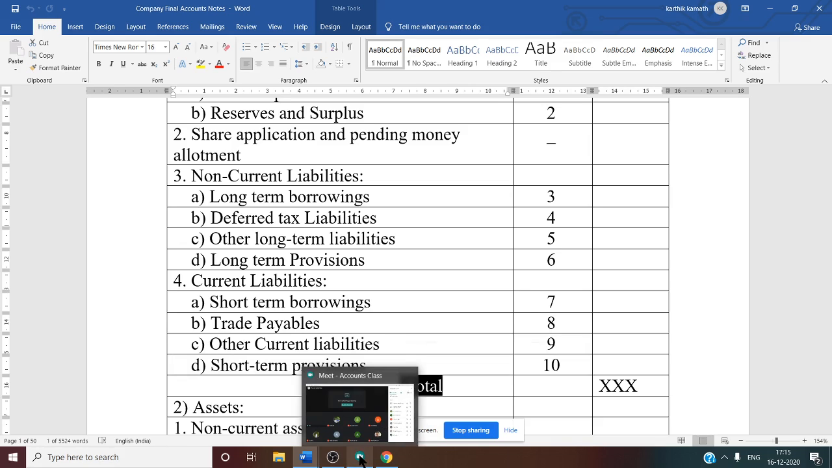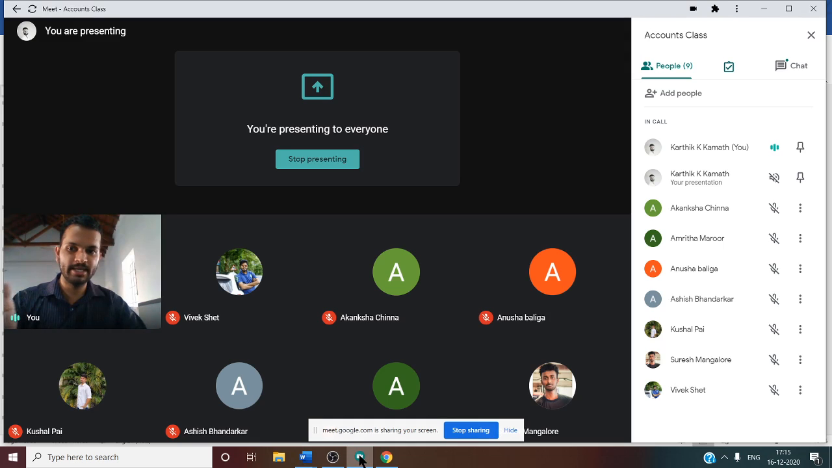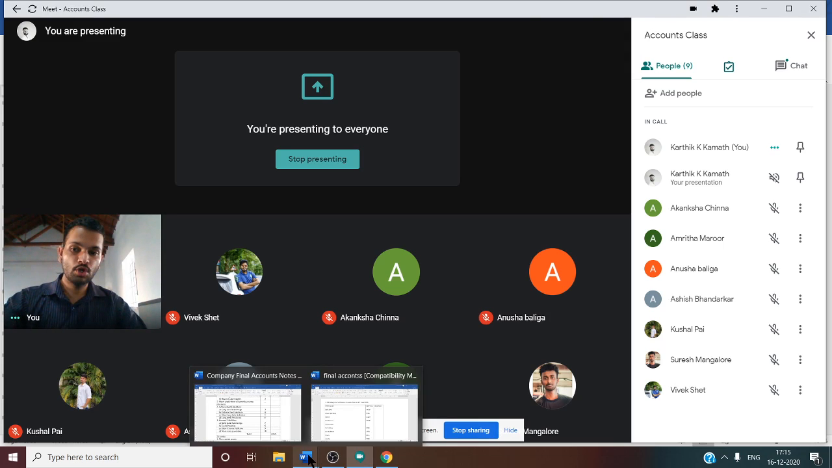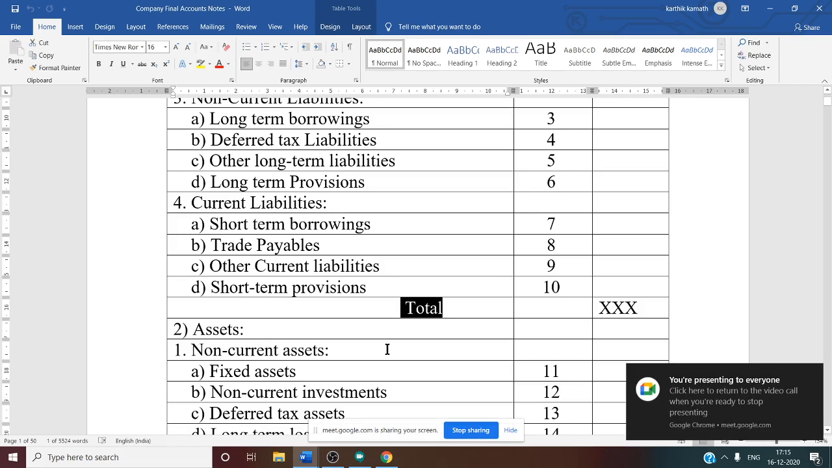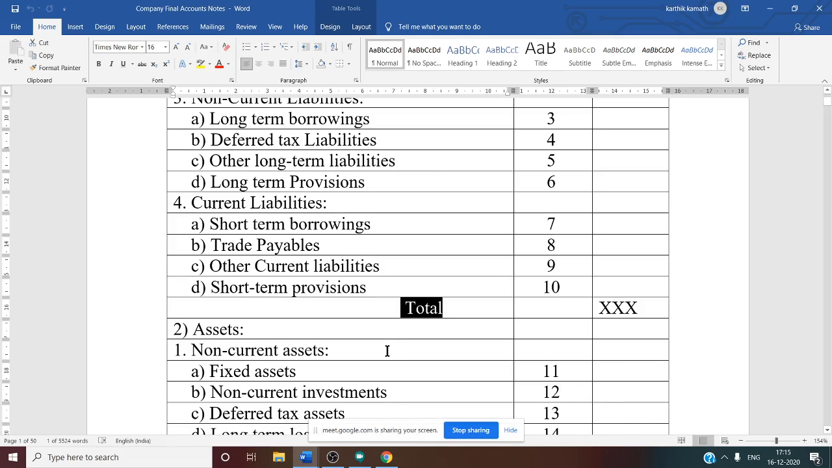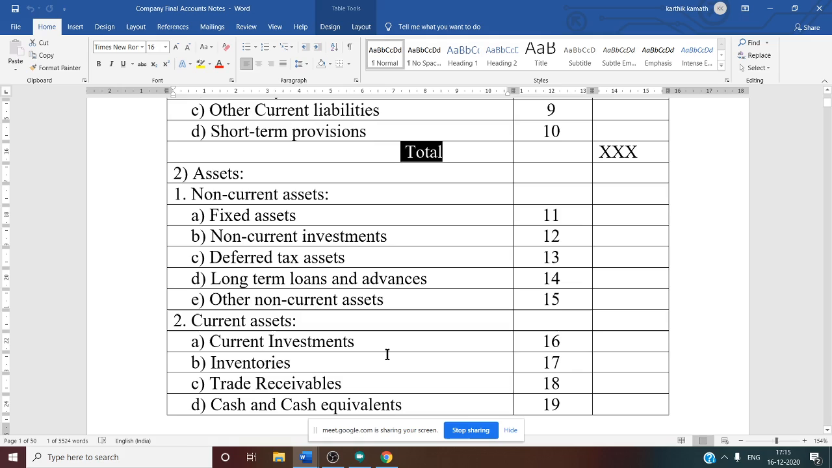Hence we are preparing the vertical form of the balance sheet. Total of the liability side is equal to total of the asset side. The asset side consists of working notes 11 to 21. That is, 11 working notes are there for assets and 10 working notes for liability. So the total number of working notes for the balance sheet is 21.